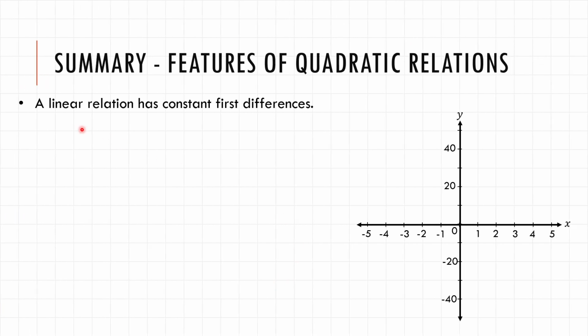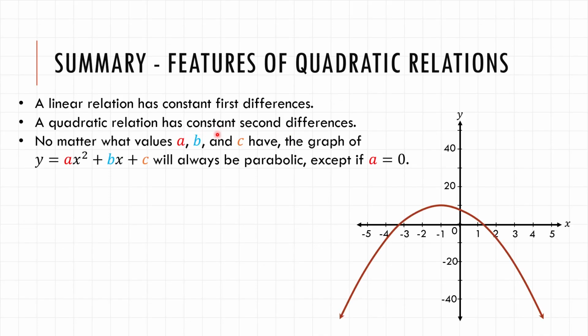So if you know a lot about linear relations, you know that one way you can identify linear relations is if the first differences are constant. Well, something very similar applies to quadratic relations. They have constant second differences. And as we saw in this investigation, no matter what values you chose for a, b, and c, once you make an equation that is ax squared plus bx plus c, the graph of that will always end up being parabolic.